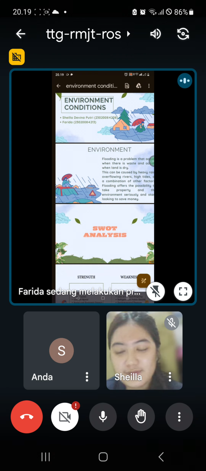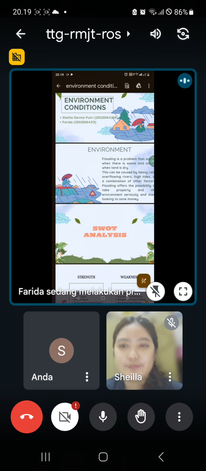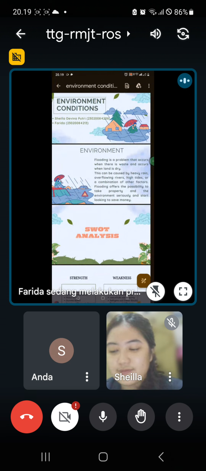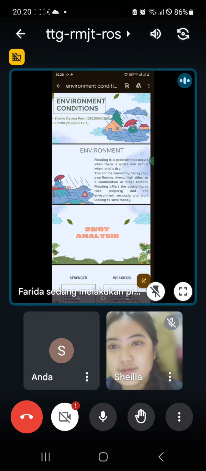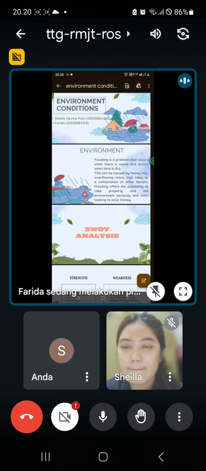Here we will speak about the condition of flooding. Flooding is a problem that occurs when there is a lot of water and occurs when land is dry. This can be caused by heavy rain, overflowing rivers, high tides, and a combination of other factors. Flooding offers the possibility to take property and the environment seriously and start looking to save money.